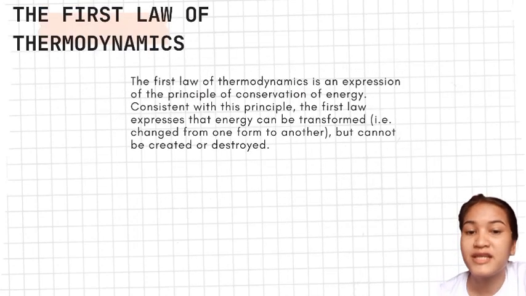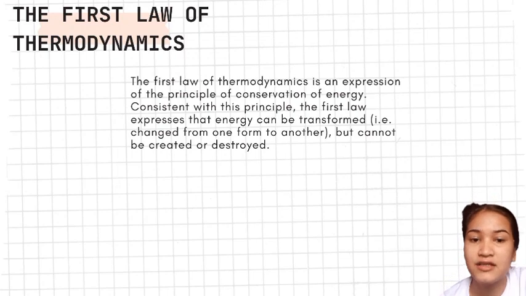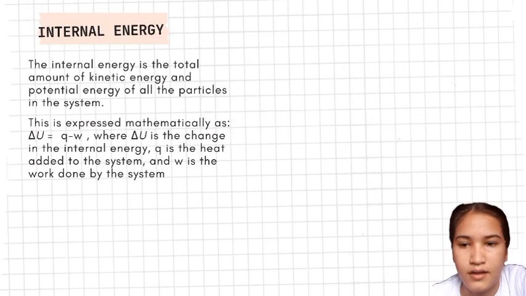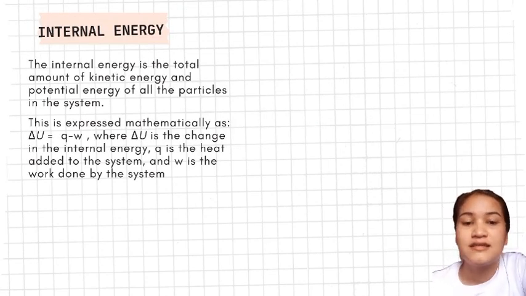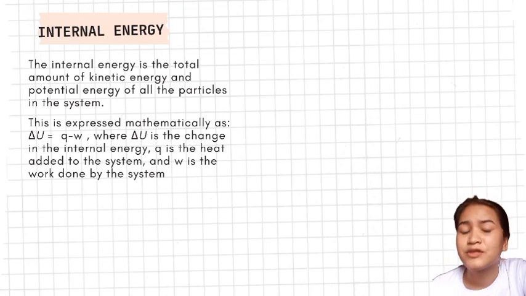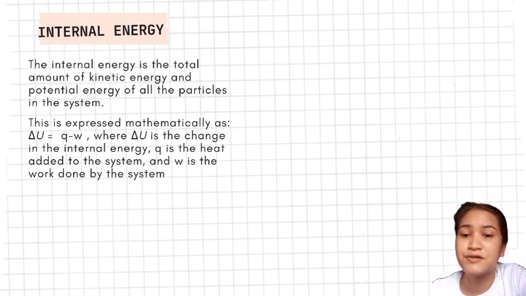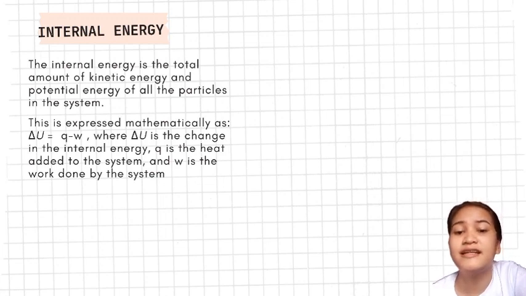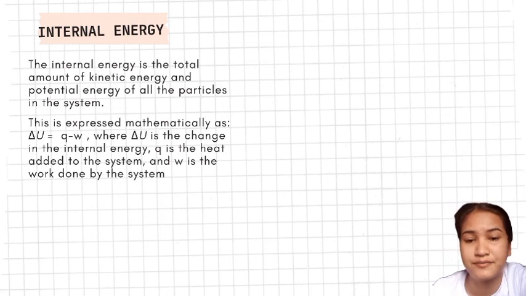The first law of thermodynamics states that energy cannot be created nor destroyed, it can only be transferred from one place to another. Internal energy is the sum of all the molecular kinetic and potential energies. It is also a quantity that is directly proportional to the temperature of a sample. The change in internal energy can be solved by adding Q and W, where Q is the heat added to the system and W is the work done by the system.